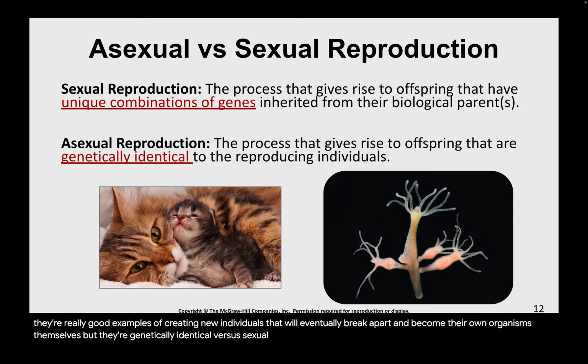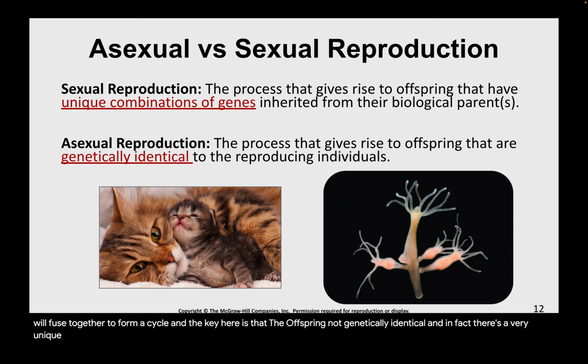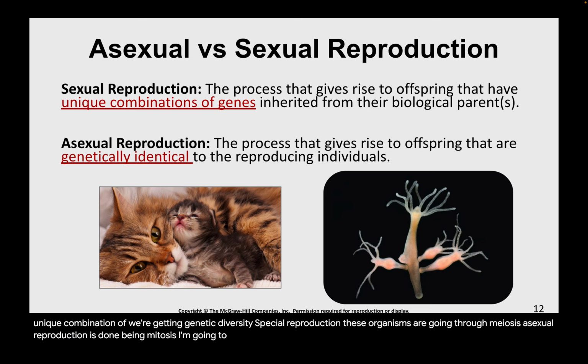Versus sexual reproduction, which involves the formation of gametes that will fuse together to form a zygote. And the key here is that the offspring are not genetically identical, and in fact, there's a very unique combination of genes. We're getting genetic diversity. So in sexual reproduction, these organisms are going through meiosis. Asexual reproduction is done via mitosis. I'm going to pause just a little bit because I know there's a lot of text here.